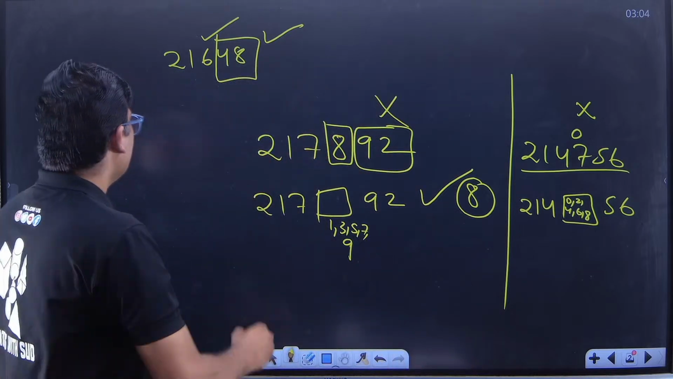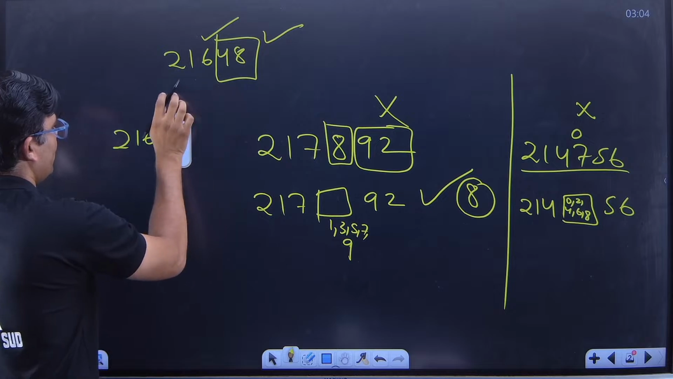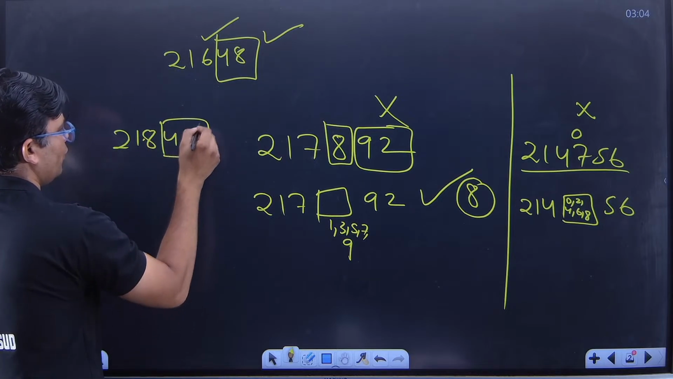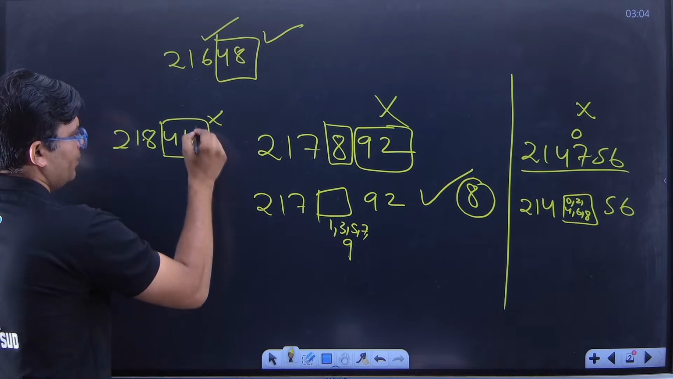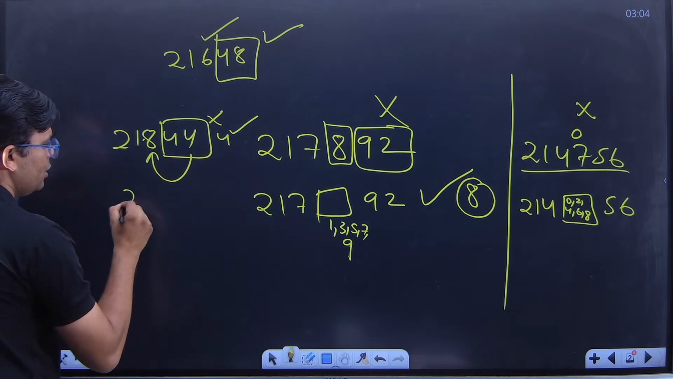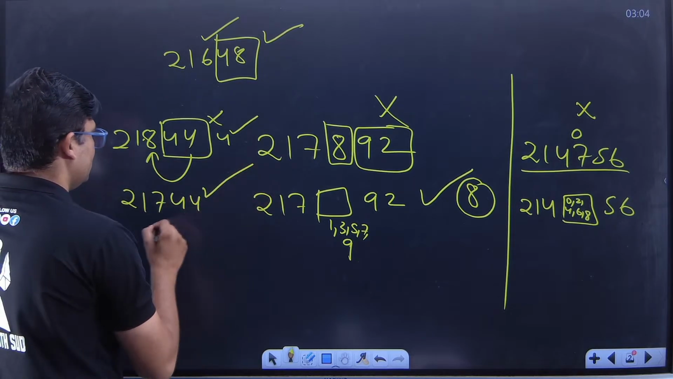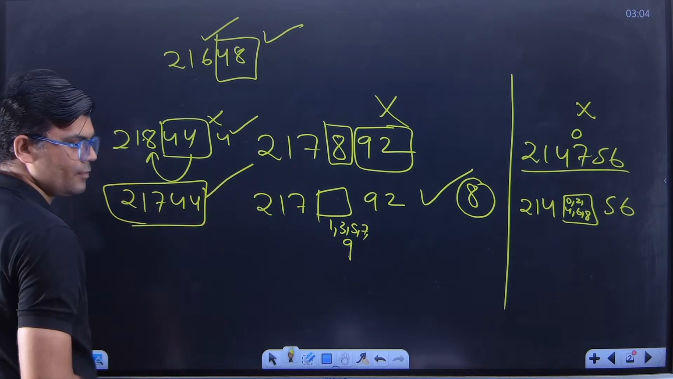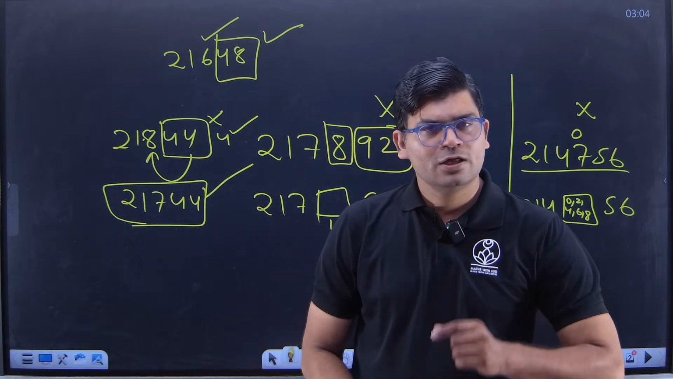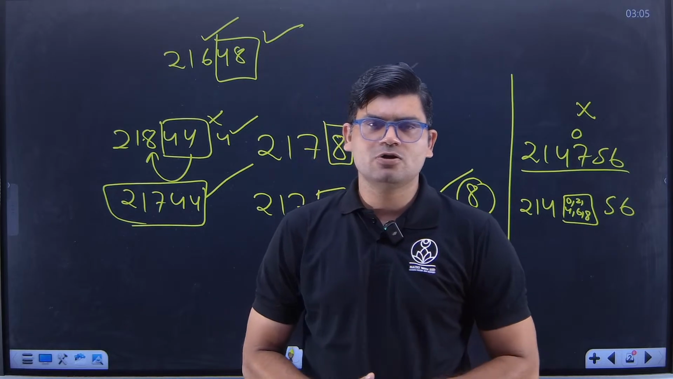But if I write 21644 or 21844, the answer would be no, because 44 is not divisible by 8, but it is divisible by 4, and the previous digit has to be an odd number. So we can replace this 8 by 7 so that this number is divisible by 8. One more very important part: if a number is not divisible by 4, then it can never be divisible by 8 as well. This is a basic logic.